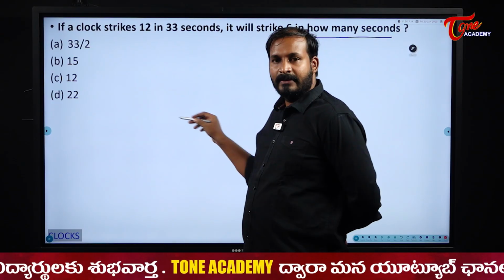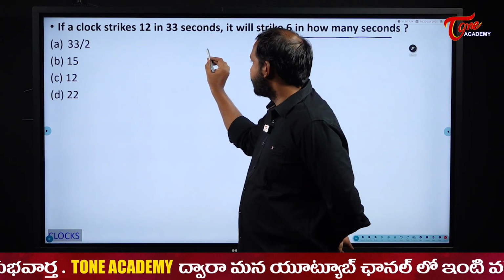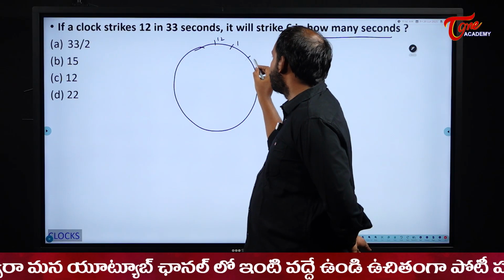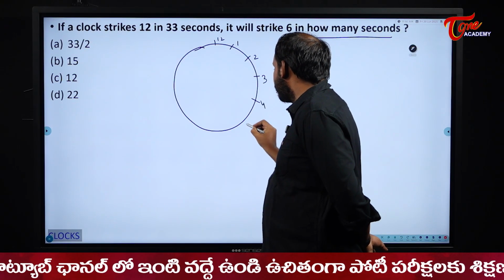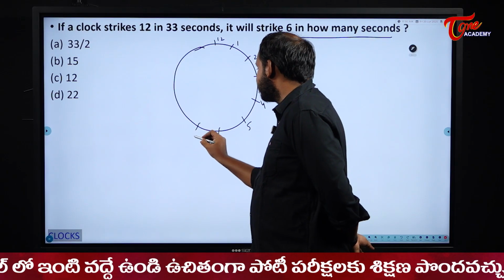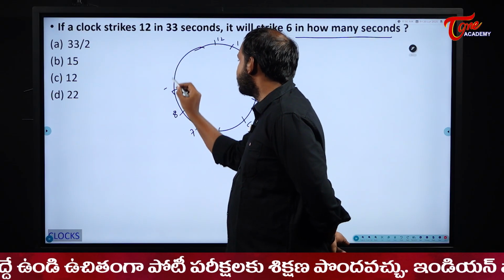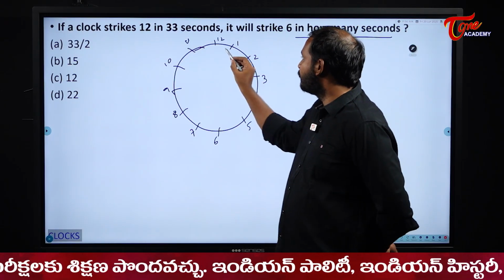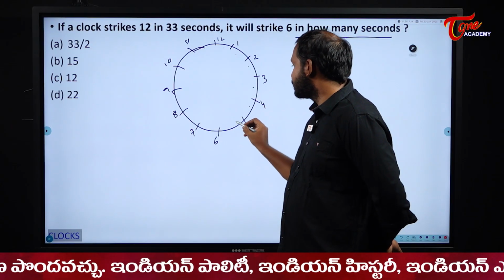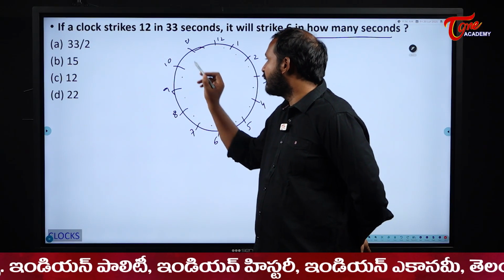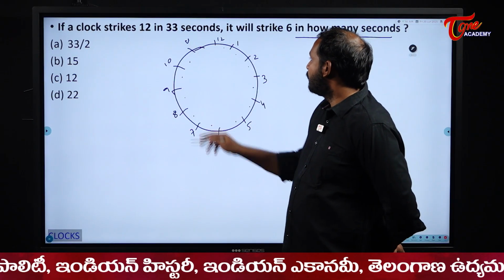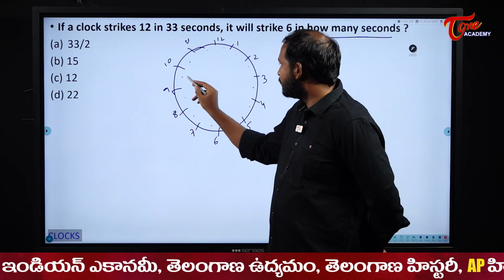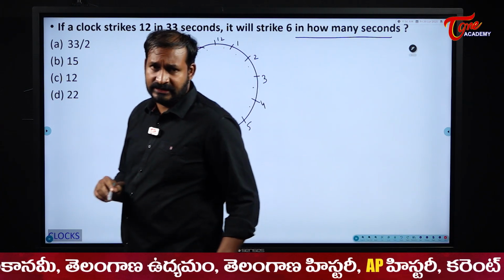See here, in the clock we know there are 12 numbers: 12, 1, 2, 3, 4, 5, 6, 7, 8, 9, 10 and 11. How many gaps do we have here, students? Actually, please count them. 1, 2, 3, 4, 5, 6, 7, 8, 9, 10, 11 and 12. Okay, 12 partitions are there.